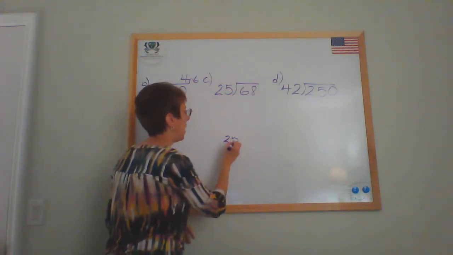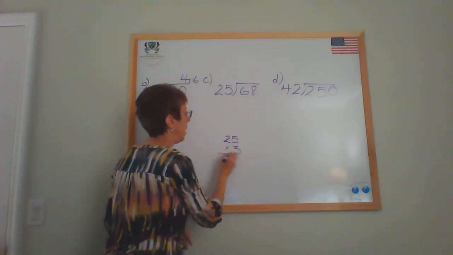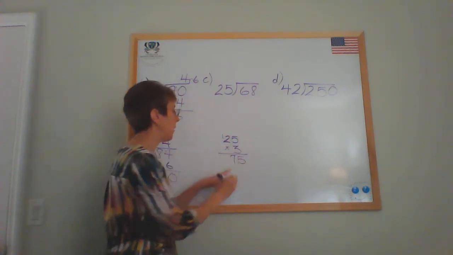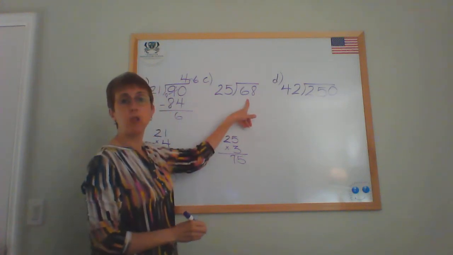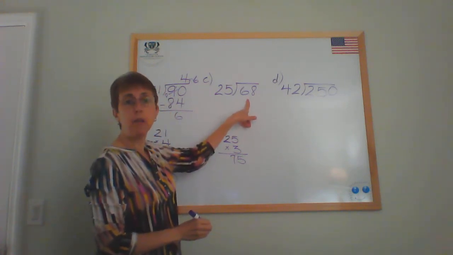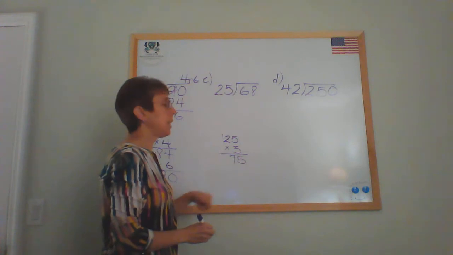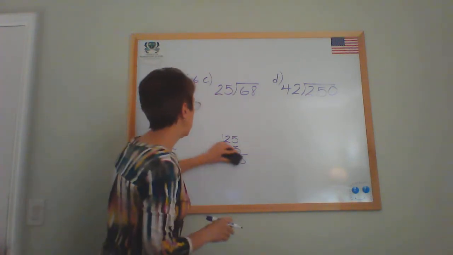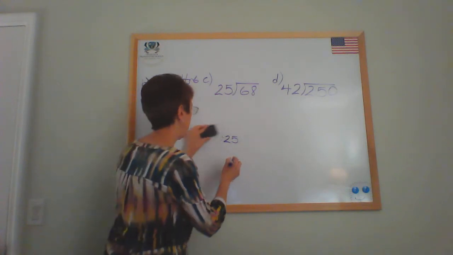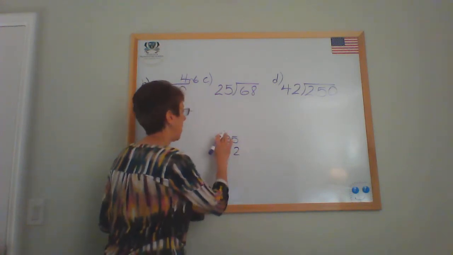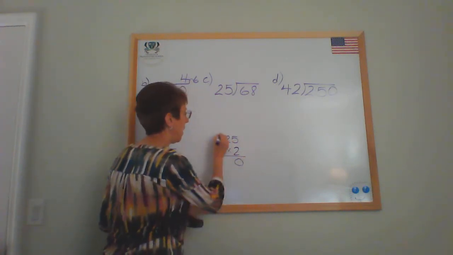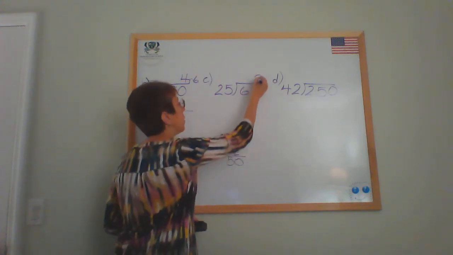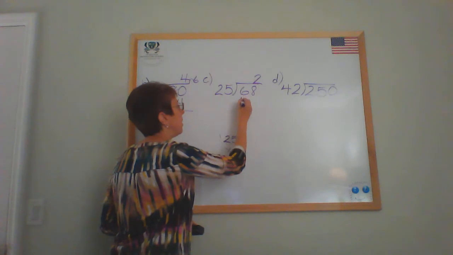So let's try that out. 25 times 3. 5 times 3 is 15. 3 times 2 is 6 plus 1 is 7. 75. It's greater than the dividend that I have. So it tells me I need to go lower. So I'm going to do 25 times 2. Okay. 2 times 5 is 10. 2 times 2 is 4 plus 1 is 5. 50. So I'm multiplying 25 times 2.